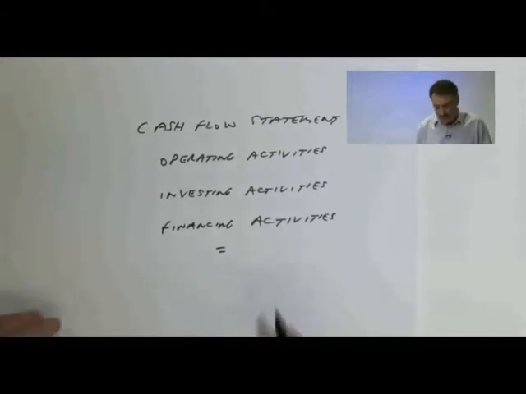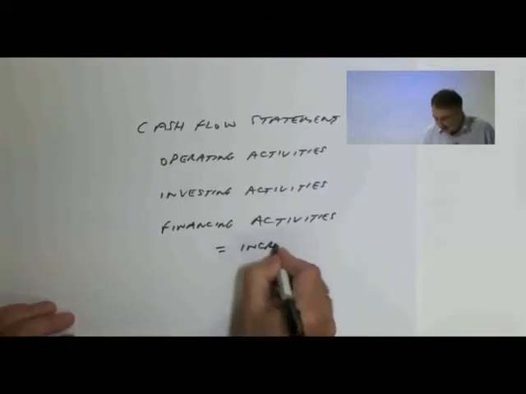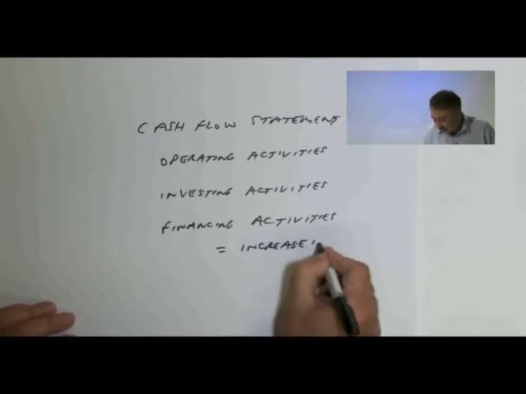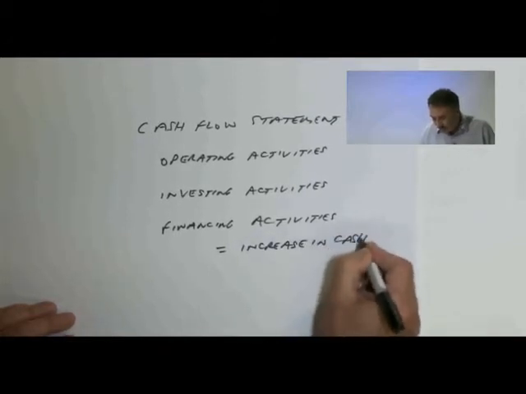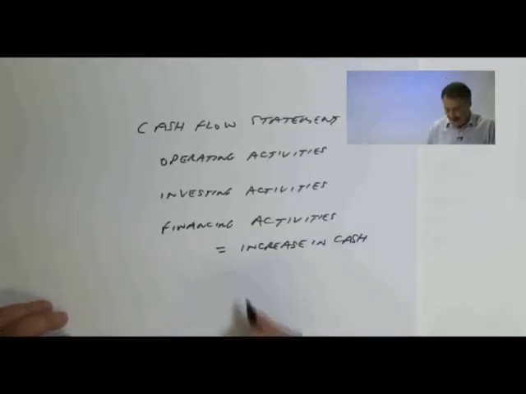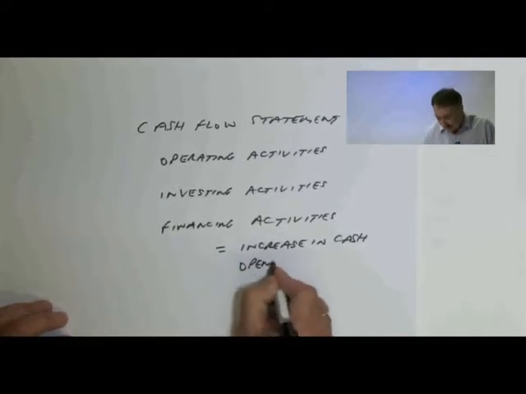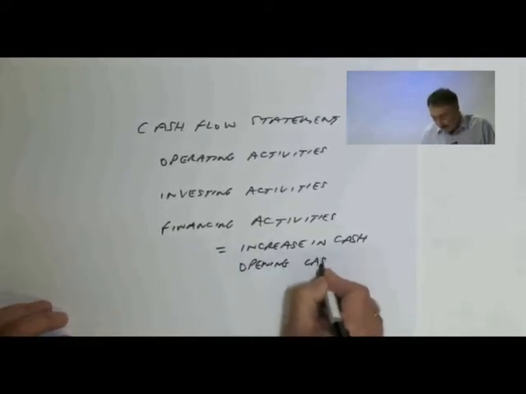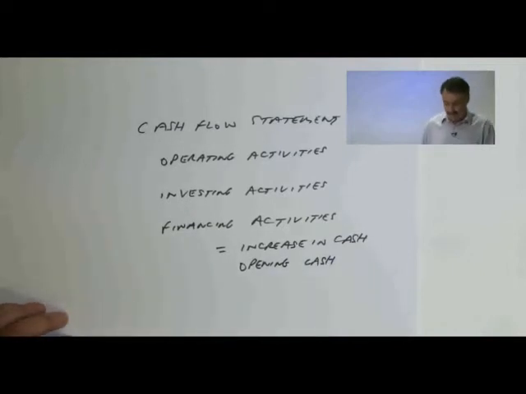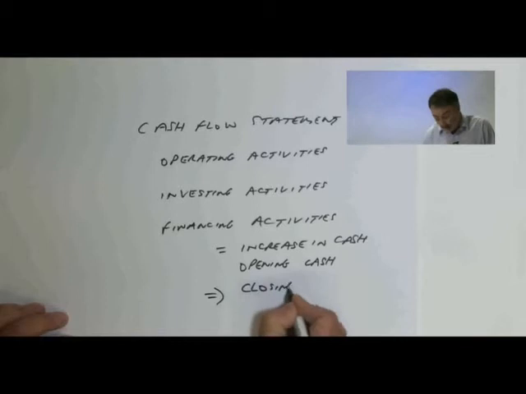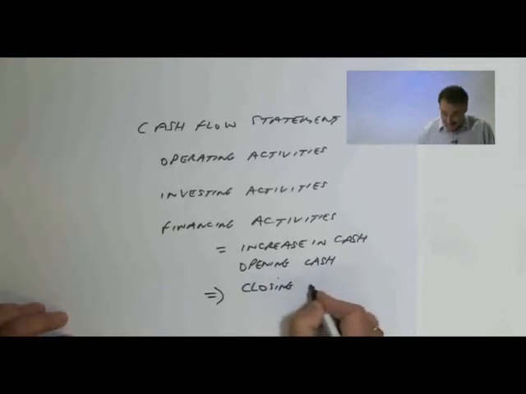All of these combined together, so we could have an increase in cash. Then we're going to compare that with the opening cash. That'll be in your opening statement of financial position. And then you'll have your closing cash, which again will be in your statement of financial position at the end of the year.